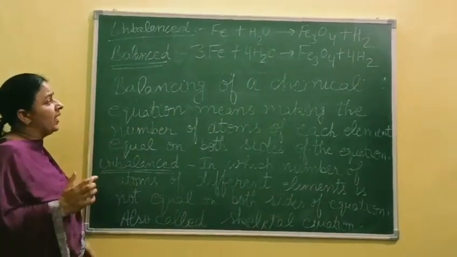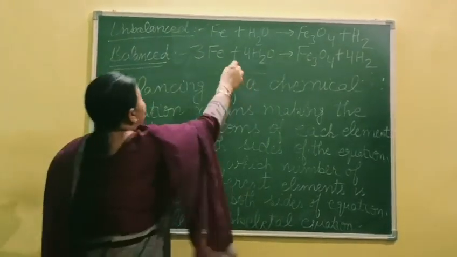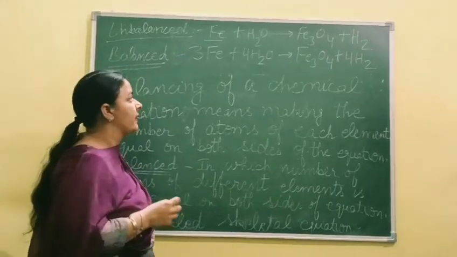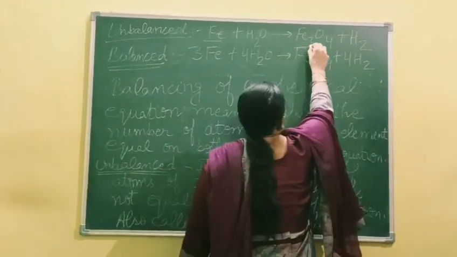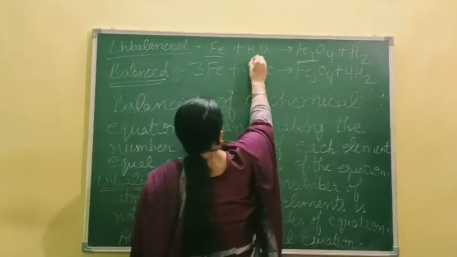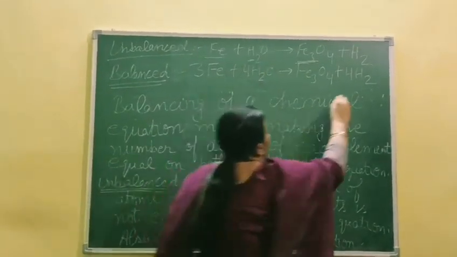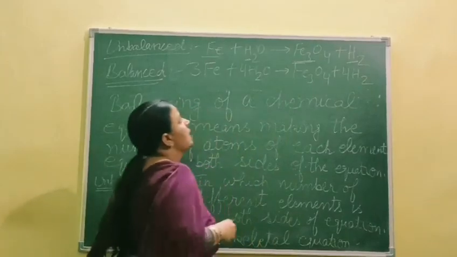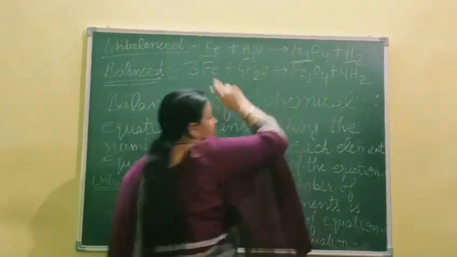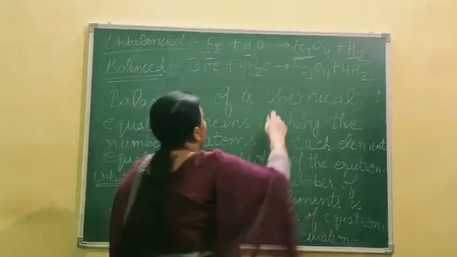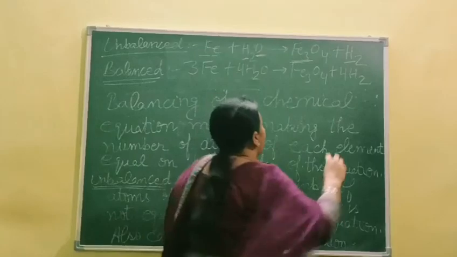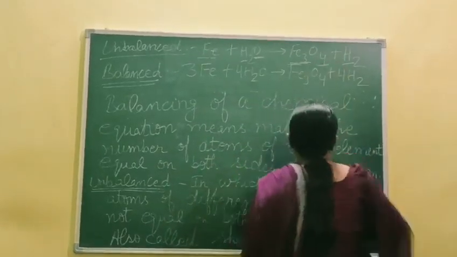So बेटा आप देख रहे हैं कि यहाँ पर Fe के नंबर ऑफ एटम 1 है. On the reactant side it is 1, but on the product side it is 3. And you see the number of atoms of hydrogen here are 2, and on this side are 2. So these hydrogen atoms are equal, but iron Fe is not equal. So oxygen if we will see on reactant side it is 1 and on product side it is 4.